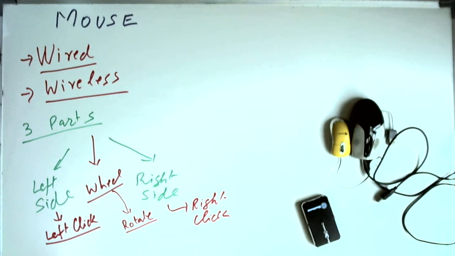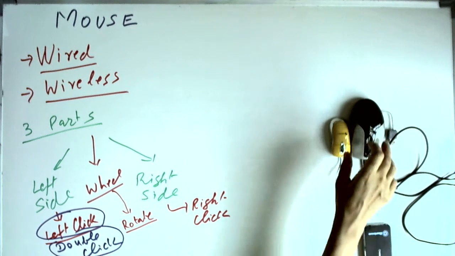And on the left side, we can also click it two times. That is called double click. So there are two options on the left side: double click, and single left click. Most of the functions are given on the left side.